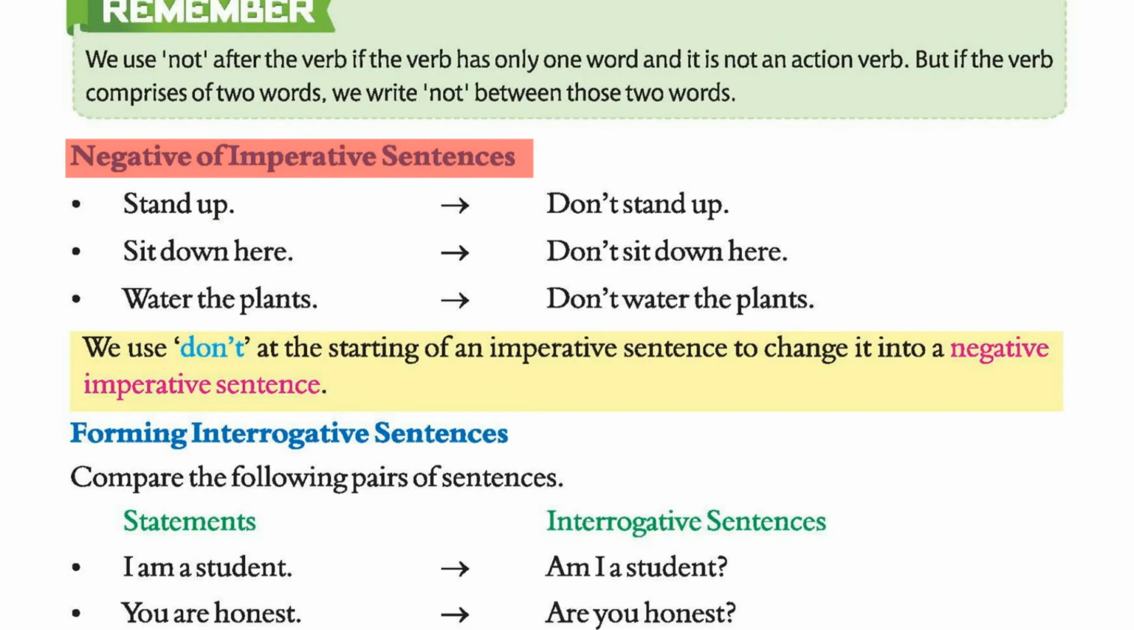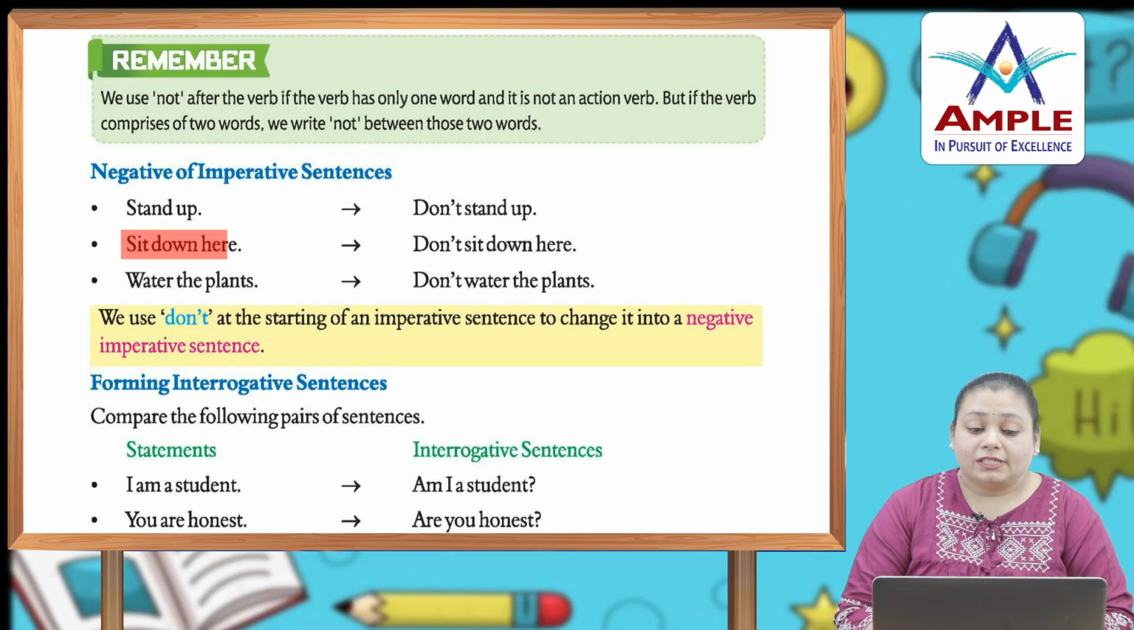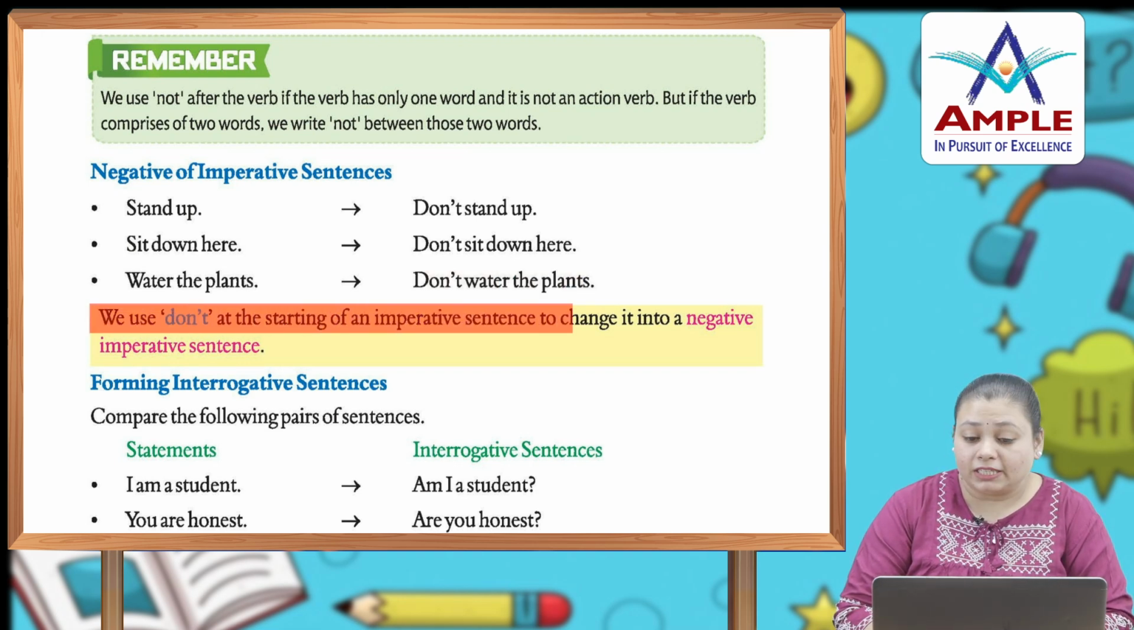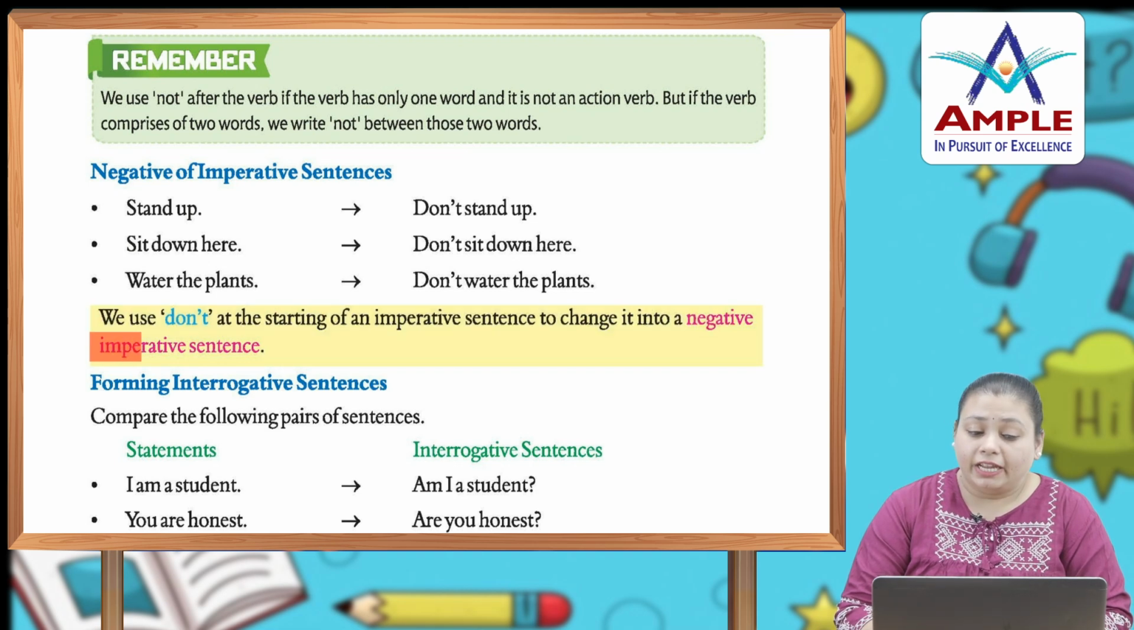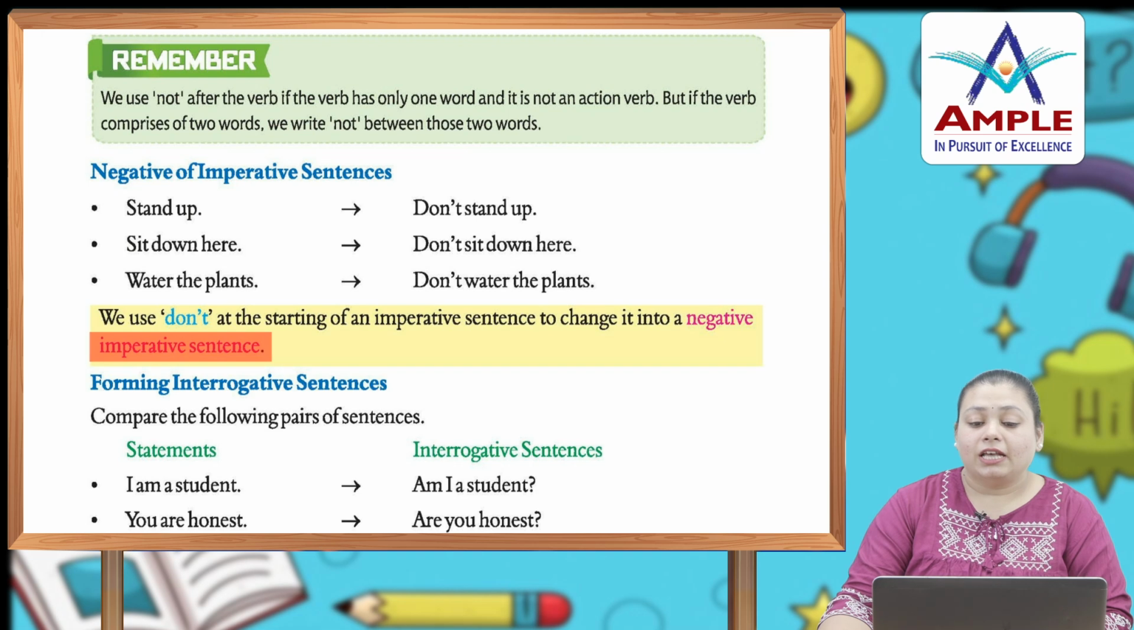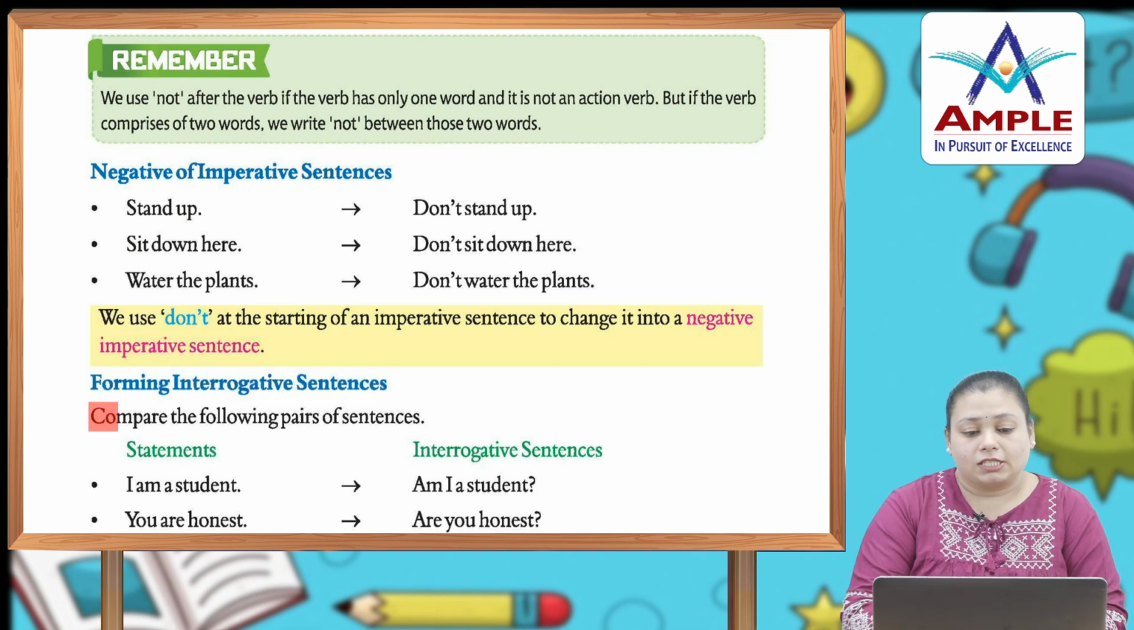Negative of imperative sentence. Stand up. Don't stand up. Sit down here. Don't sit down here. Water the plant. Don't water the plants. We use don't at the starting of an imperative sentence to change it into a negative imperative sentence. Okay, as you can see in these sentences, we have put the negative word in the front of the imperative sentence.